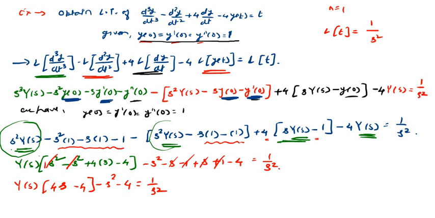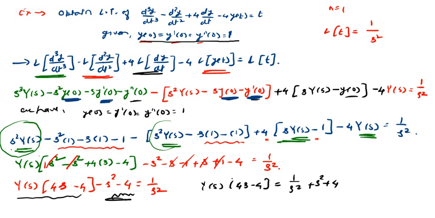So finally we can write this term as it is and take this term to the RHS. So what remains is y of s in bracket 4s minus 4. These terms are negative, so it will be positive on the RHS, so this will be 1 upon s square plus 4. So finally we can find the value of y of s, that will be 1 by s square plus 4 in the denominator, 4s minus 4. So this is your final answer, this is the final Laplace transform y of s.